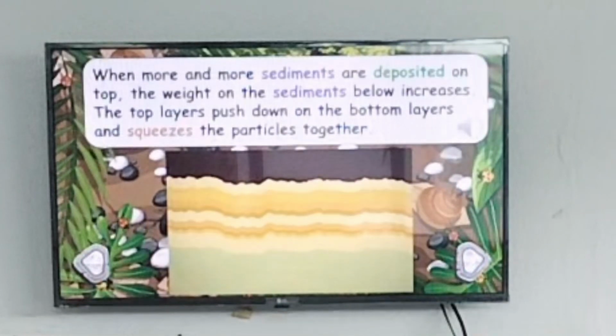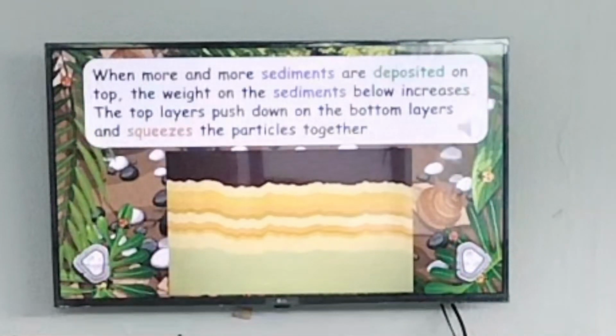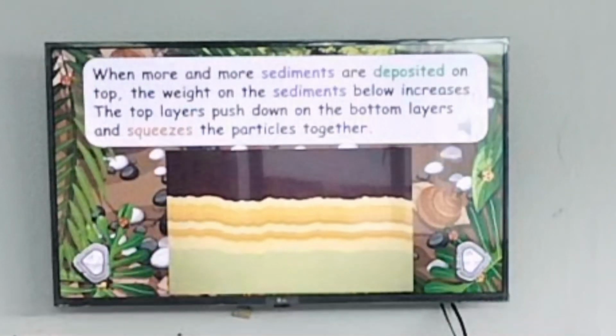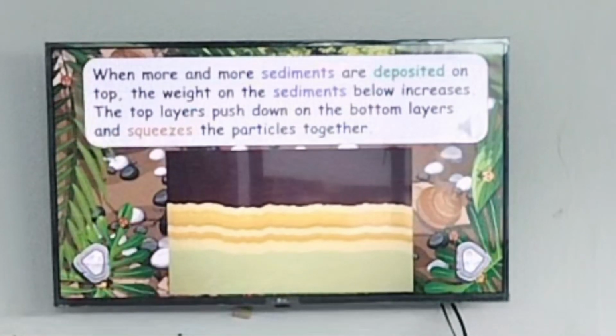When more and more sediments are deposited on top, the weight on the sediments below increases. The top layers push down on the bottom layers and squeeze the particles together.